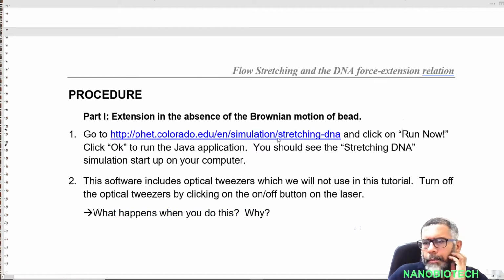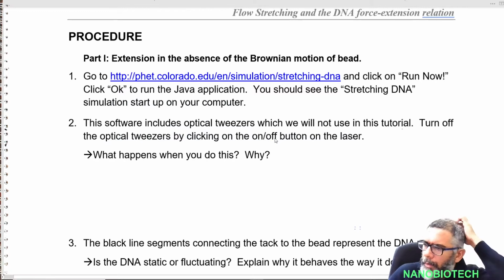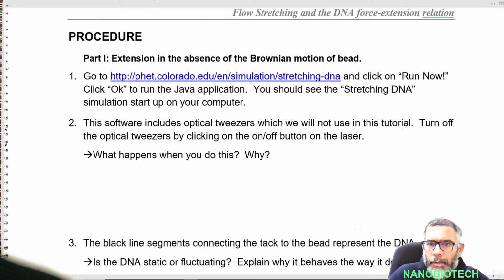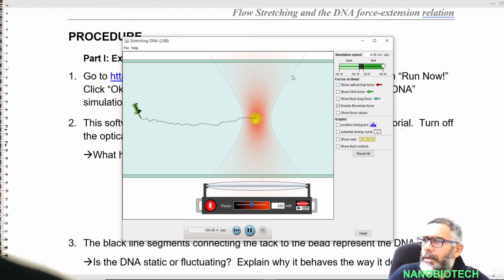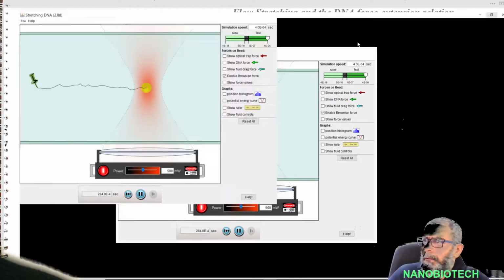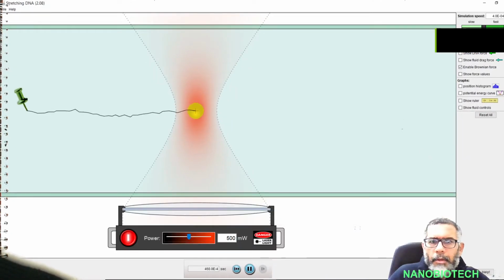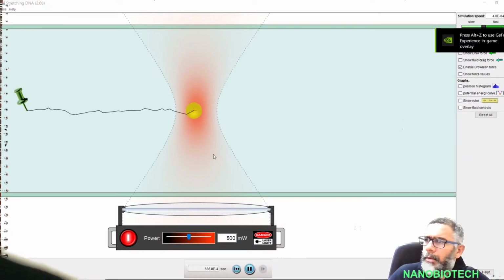So next, the procedure. Of course, you're going to download this stretching DNA simulation, and then you will run it. Let me run it over here. It's called the stretching DNA simulation. I just run it.